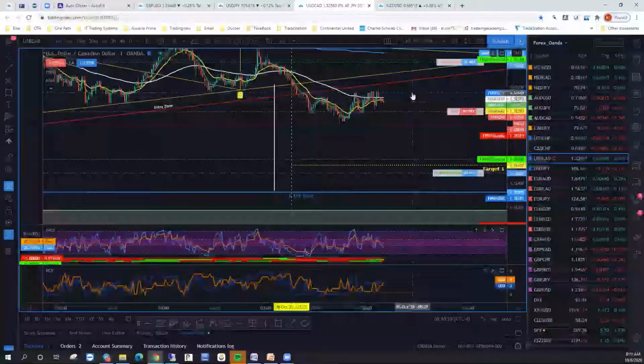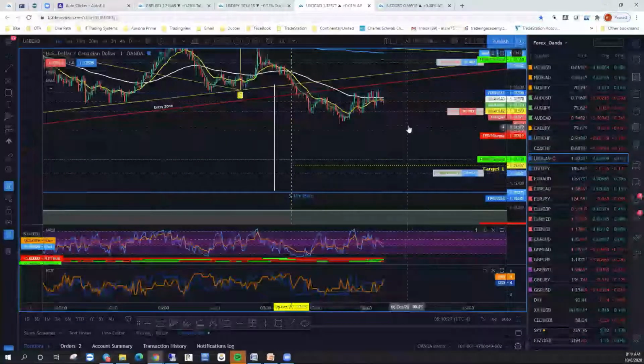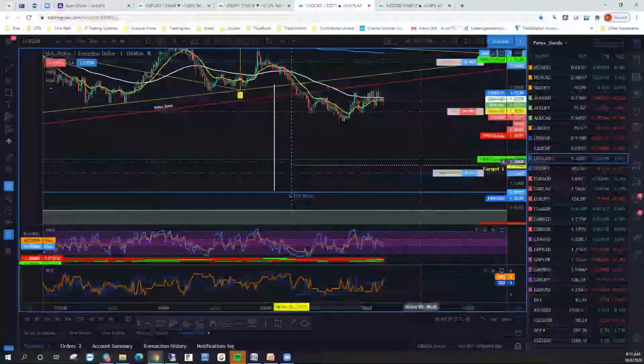These are 7 pips apart right here. The blue to the red is 7 pips. The red to the green is 7 pips. The green to the blue is 7 pips.